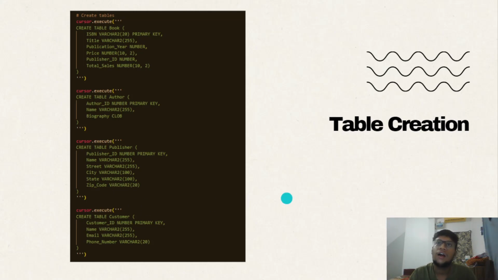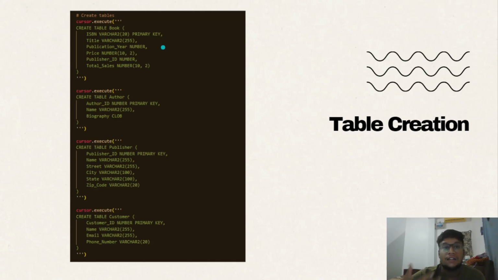So these are the basic SQL queries that are being executed using the cursor.execute function, which comes from the cx_Oracle library that we use to establish the connection between Oracle SQL and Python. Okay, so this is an example code snippet for the book table, and now let's see this code in great detail.